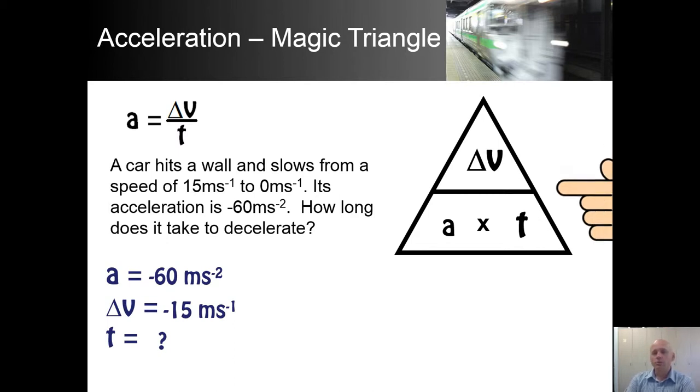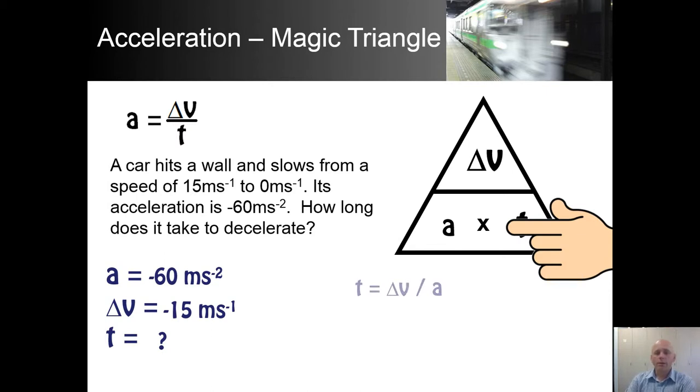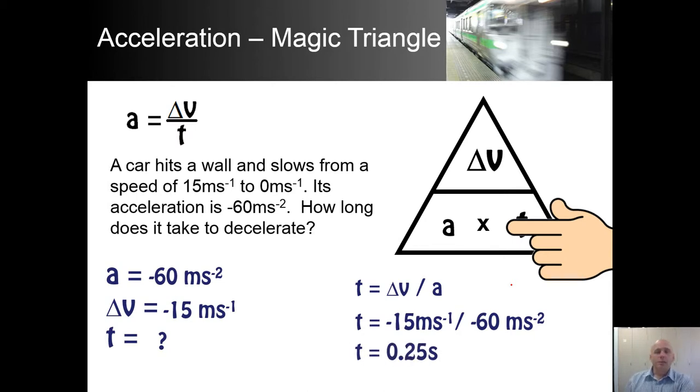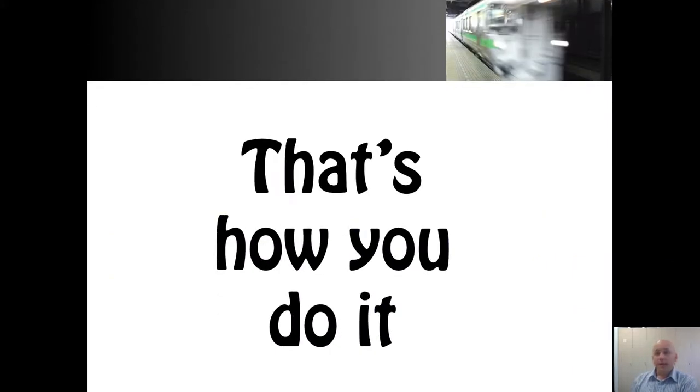We take our magic triangle, cover up the t, and we can see that t equals delta v over a. Now we take our values and plug them in. Acceleration is -60 and change in speed is -15. -15 divided by -60 equals 0.25 seconds, and it's positive, which is good because you should never have a negative time. A negative divided by a negative will give you a positive. There's our answer, 0.25 seconds. It took a quarter of a second for this car to stop. And that's how you do it.